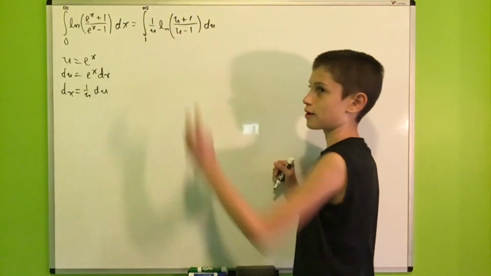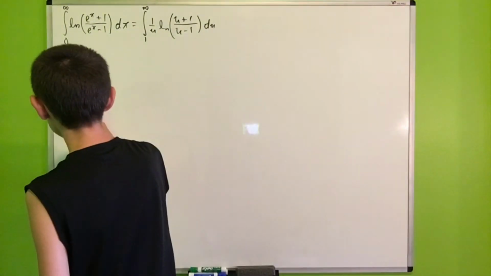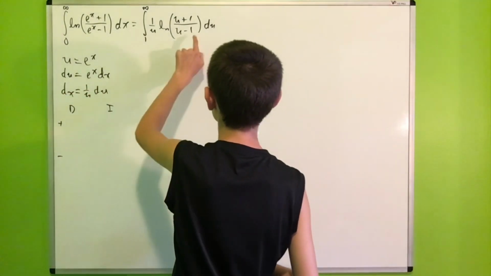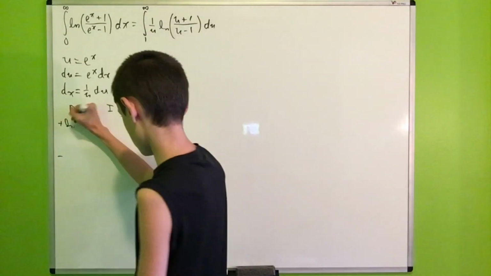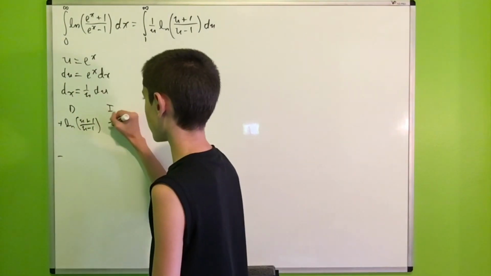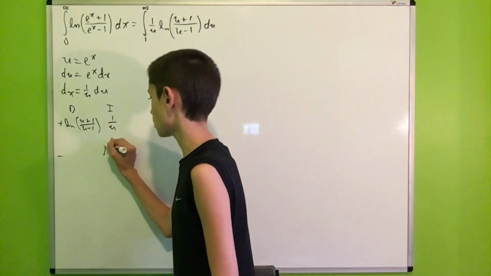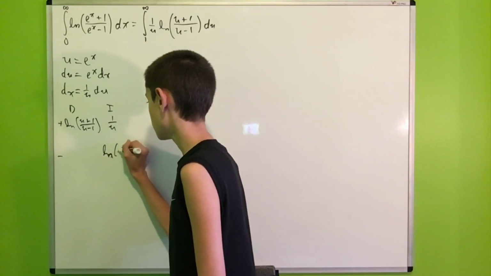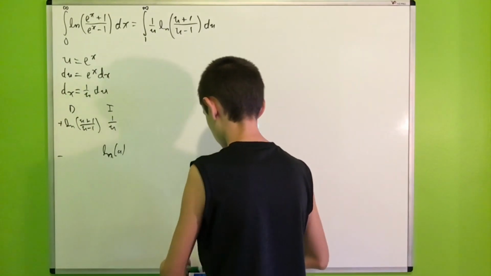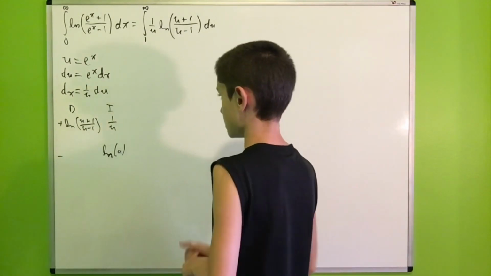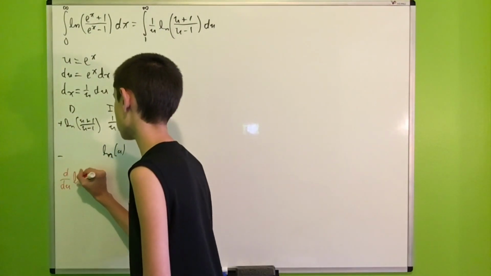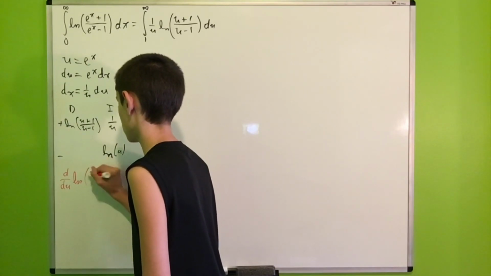And now we will use integration by parts on this integral. So put down the D, the I, the plus, the minus. Okay, and now we will differentiate this weird logarithm, natural log of (u plus 1) over (u minus 1), and we will integrate 1 over u. The integral of 1 over u is simple, that's just natural log of u. But then for this one, let me do this in a different color, I don't know, red, like this.